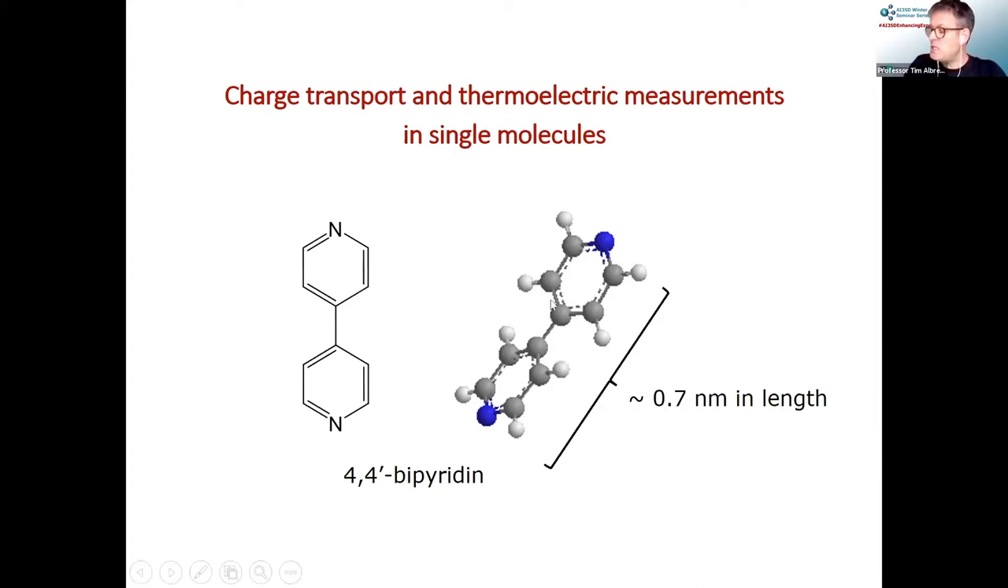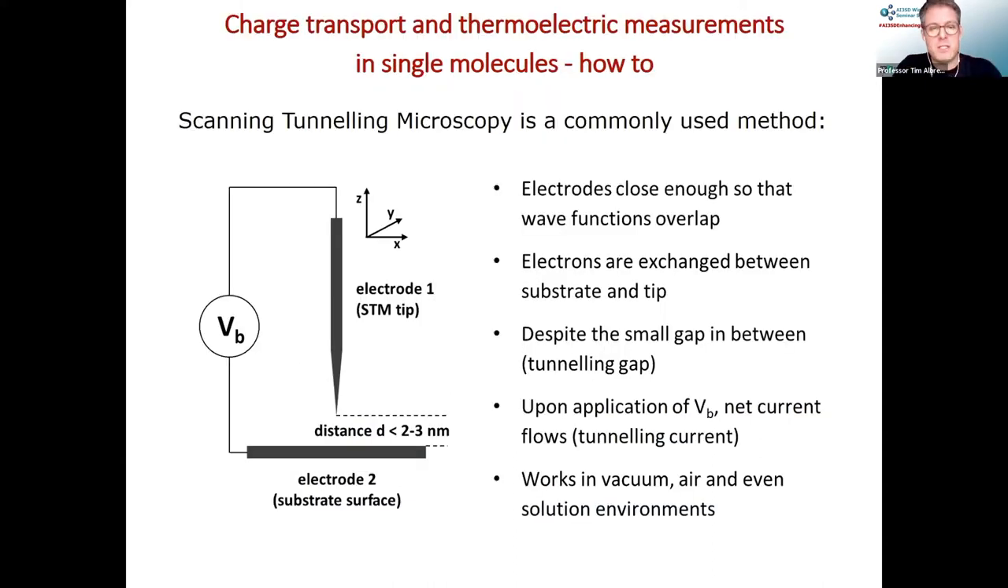On the right here, you see the same molecule in perhaps a more accurate representation, where you see that these two rings are slightly twisted towards one another, and also the length here. So we're talking about objects that are about a nanometer in size, so actually quite small. Now, how do you measure the conductance and electric properties of an individual molecule? Well, scanning tunneling microscopy is a very commonly used tool. So what does that entail? What does that look like?